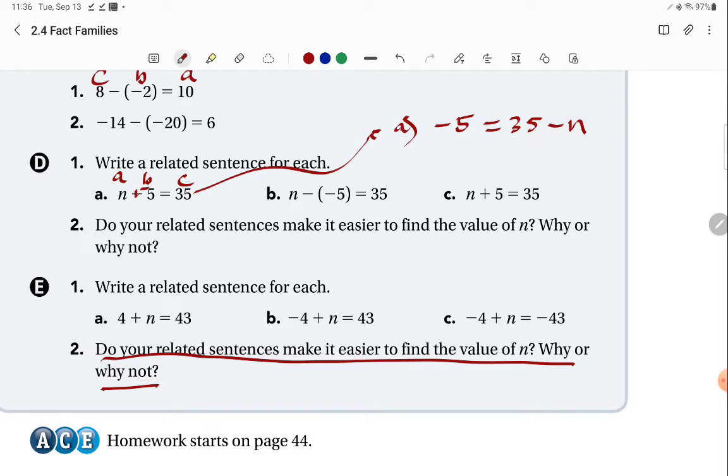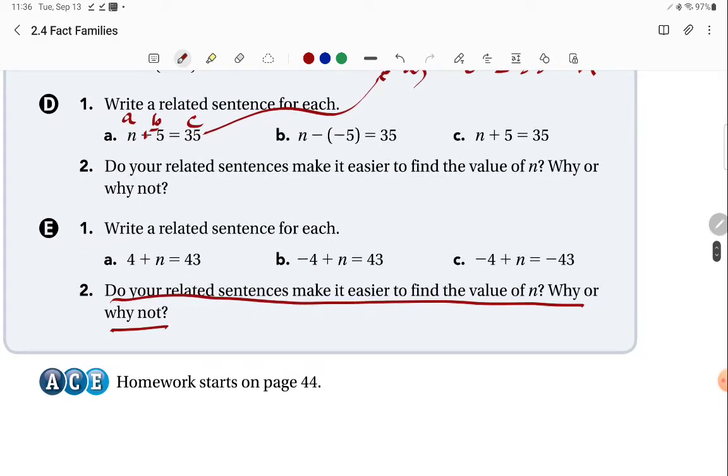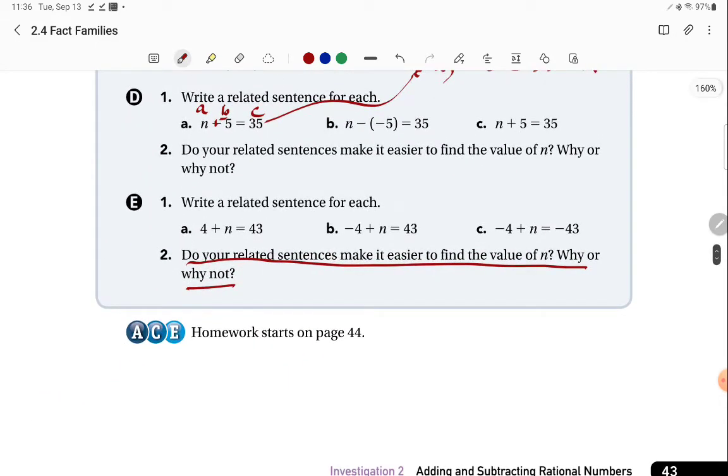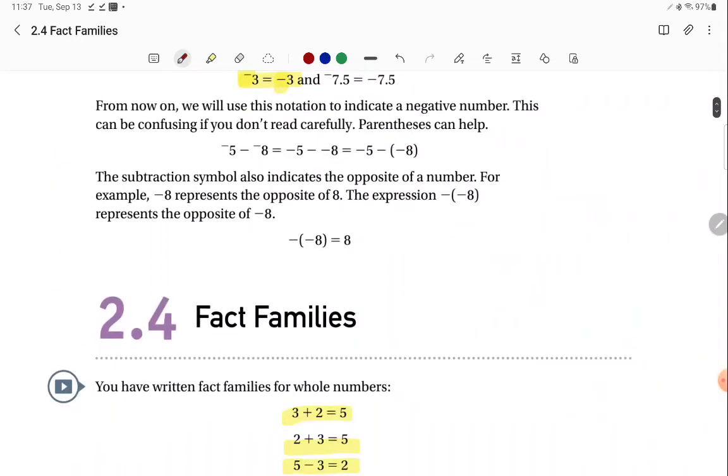So we want the student to explore, okay, how can I rewrite this in a way that would make it easier for me to get the variable by itself? So that's what D and E are looking for on those. And that's it for the fact families. Like I said, it's a pretty quick little lesson here.